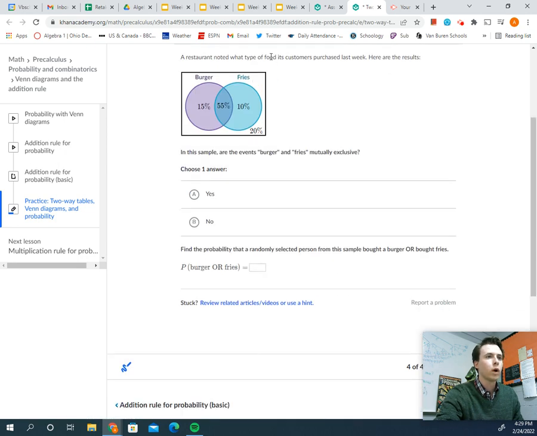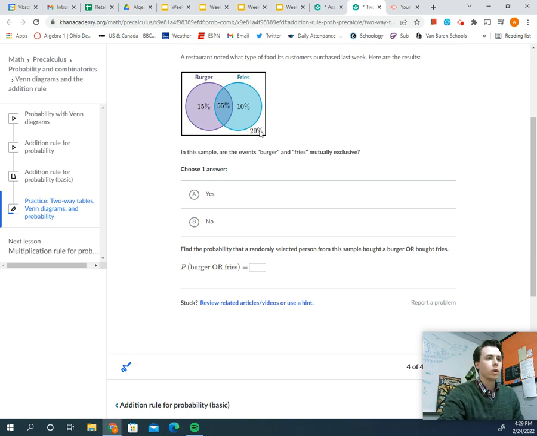A restaurant noted what type of food its customers purchased last week. Here are the results. Ooh, this is a little tricky. So here's what I see. If you add up all these probabilities, 15, 55, 10, and 20, you'll notice we get 100%. So we have to be careful on how we read this.